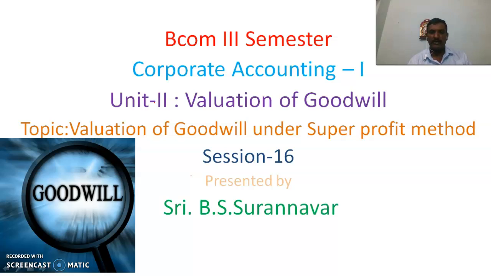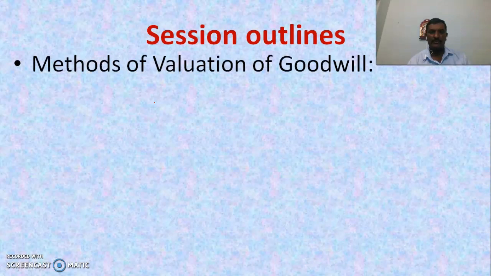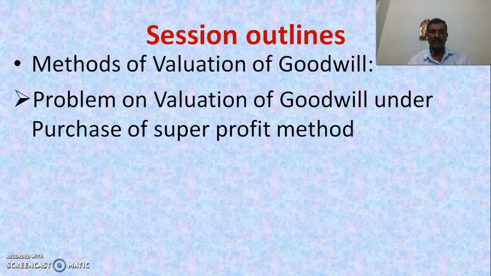Dear students, during the last session we discussed the various methods of valuation of goodwill. Of that, the first method, the normal profit method, has been discussed with problems in two sub methods, the average profit method and the weighted average profit method. During this session I am going to discuss the valuation of goodwill with a problem under the purchase of super profit method.